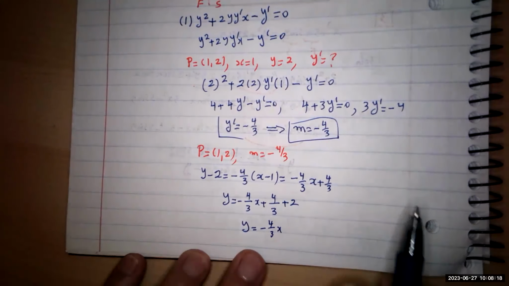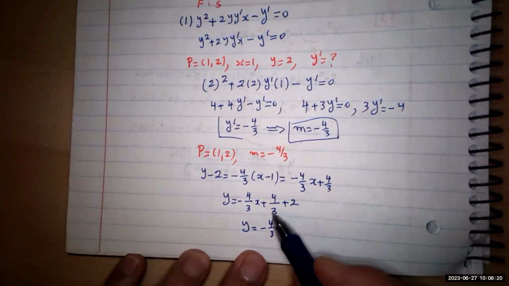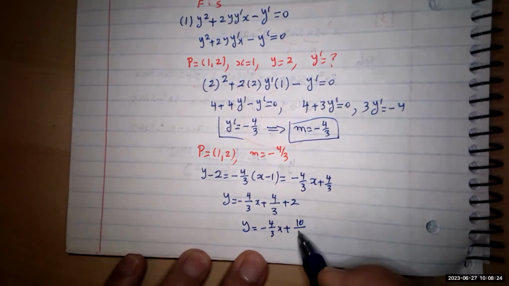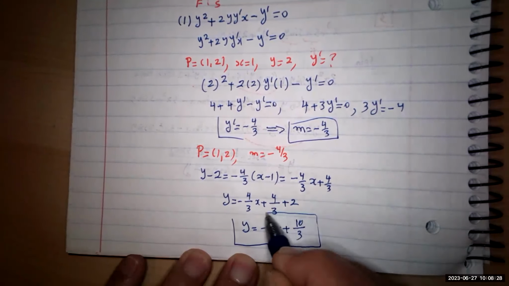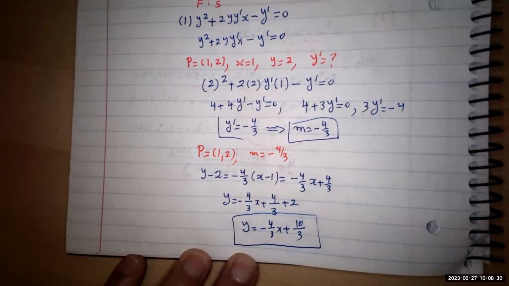So y equals negative 4/3 x plus 10/3. So this would be the final answer, the equation of the tangent line. Any question?